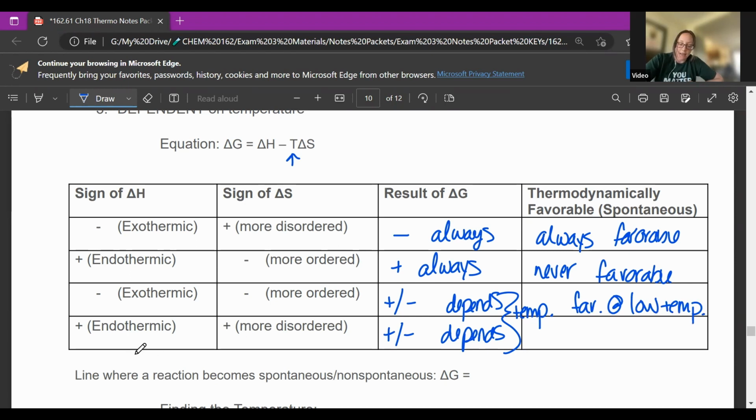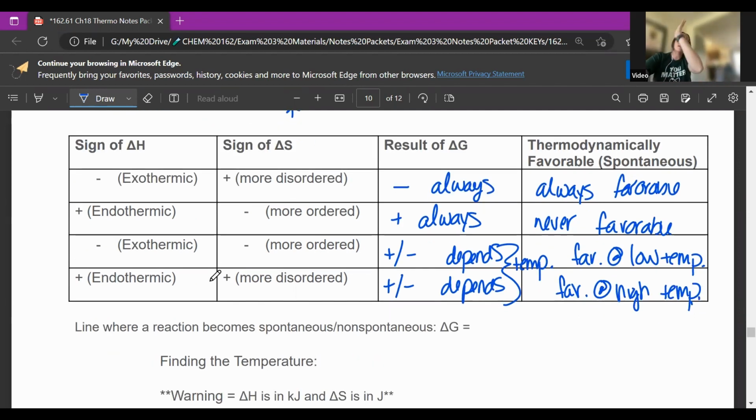Now, if I look at my last option here, if it's endothermic, that would mean delta H is positive and delta S is positive, which means this term over here is going to be overall negative. So if I want it to be favorable, this term over here has to be bigger. So that would mean it's favorable at higher temps. Favorable at high temps. Okay, so again, temperature dependent. You can actually figure these out, like I said, just by looking at that equation.